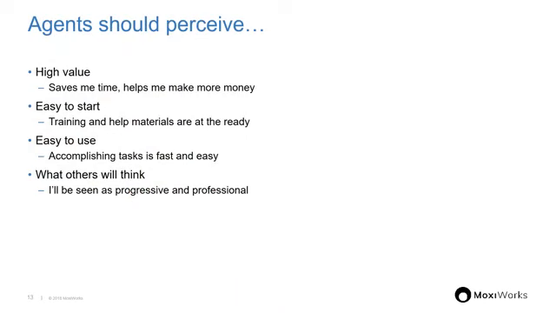What are some of the things that agents should perceive? Well, we want to make sure that we're creating systems and providing tools that are going to help save time and help them make more money. So, where's the value in this system? Is it easy to jump into?